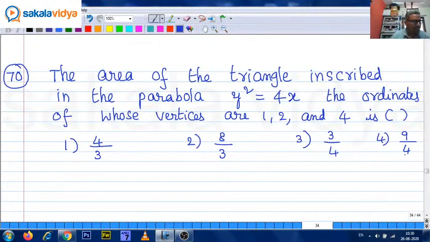This is the question. Please go through the question. All of you, read the question. First read the question, you need to understand the question. That's very, very important.